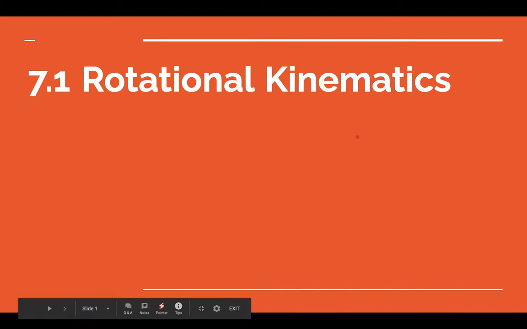So in Unit 7, we're going to be looking at how we can apply everything that we've learned so far in this unit, at least to the first 4 units: kinematics, dynamics, work and energy, and impulse and momentum, to objects that are no longer just moving in a linear sense, but are also rotating. So today we'll be looking at the rotational form of kinematics, which forms the basis for 7.1.